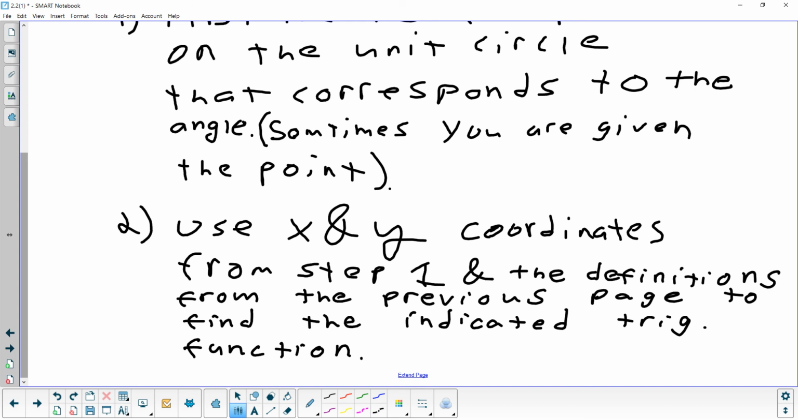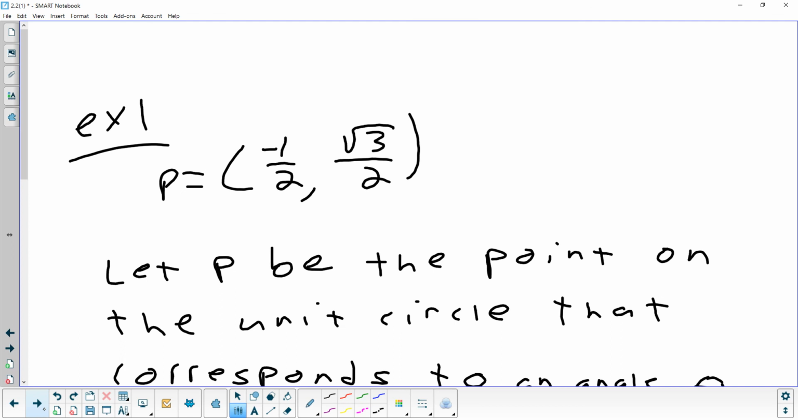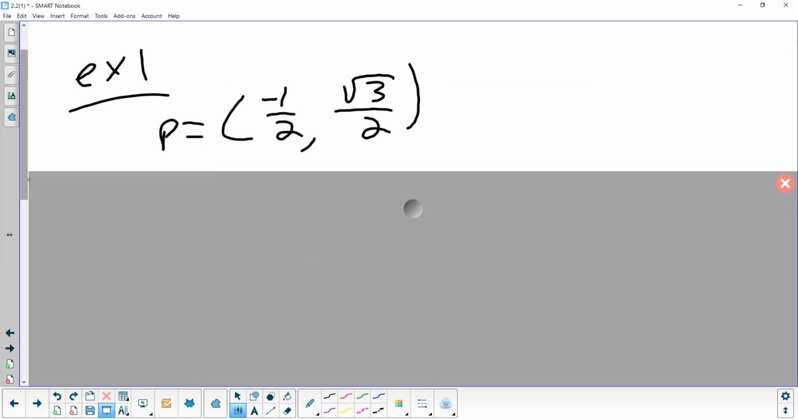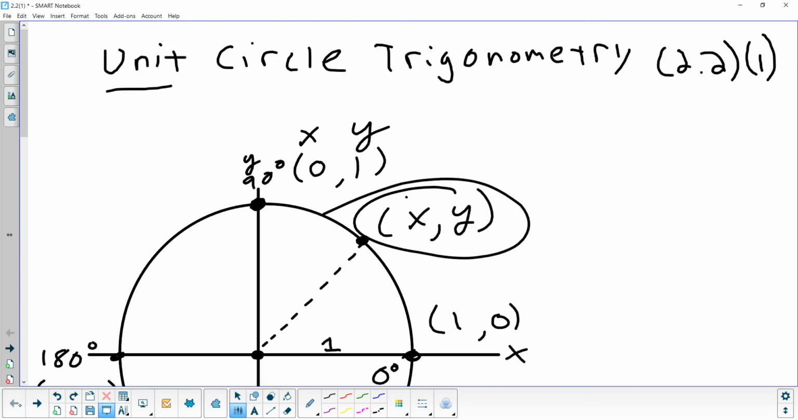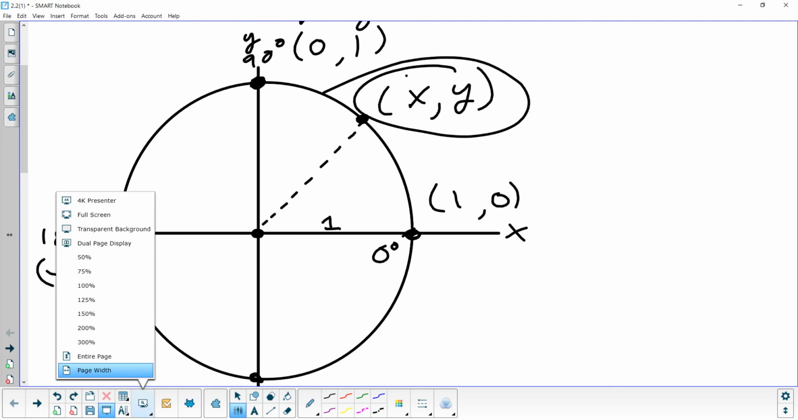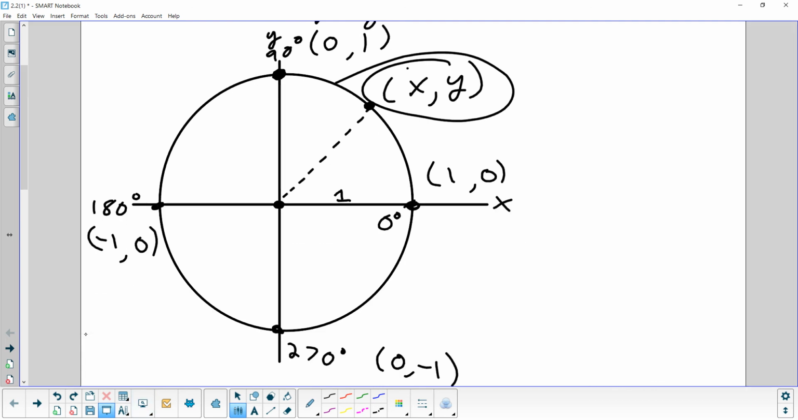Okay, everybody have steps 1 and 2? Before we even do anything, let's just look at that coordinate for a second. Look at those numbers. P just stands for point. So my point is -1/2, comma, square root 3 over 2. If you look at that coordinate, does that look anything like the 4 coordinates that we wrote down earlier for 0, 90, 180, or 270? Is it one of those 4?